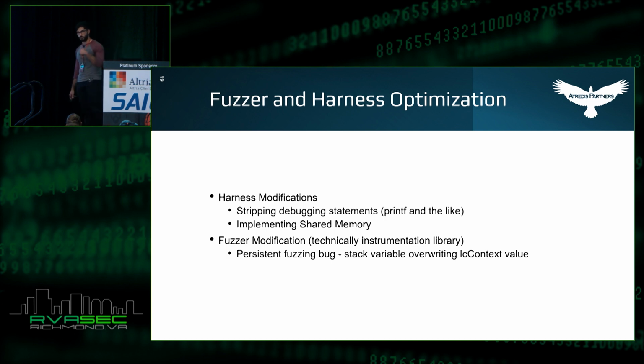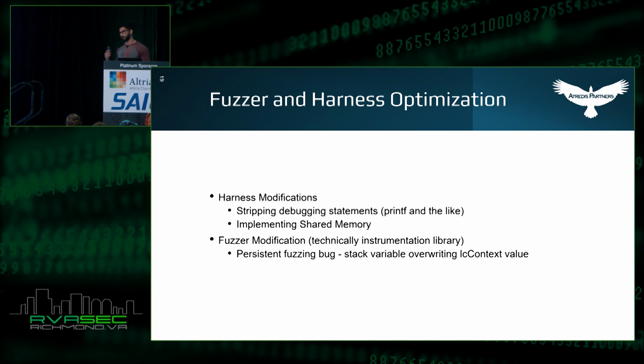First, we stripped out all the debug statements from the Memory I/O file. And we also implemented something called shared memory. So instead of the fuzzer writing to disk, and then our harness reading the file, which is going to waste CPU clock cycles, we are going to be basically sharing the memory between the 2 processes. And this can be done with 2 function calls, which we'll see later.